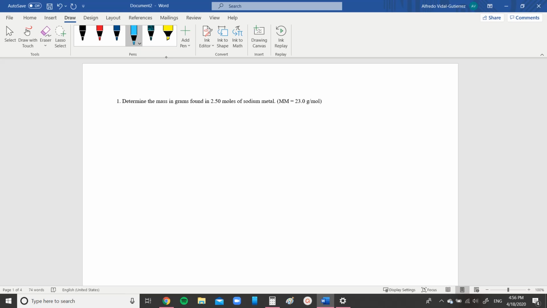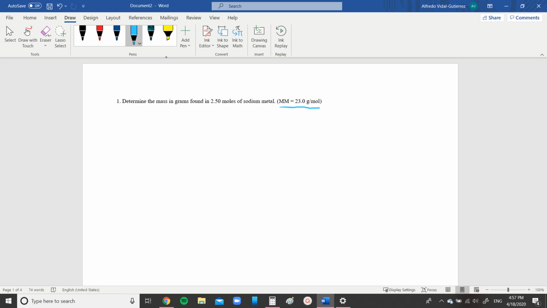So in the first question we have: determine the mass in grams found in 2.50 moles of sodium metal. And if you see right here, you're given the molar mass. If you don't already know how to find or calculate molar mass, make sure you look at the video that I already uploaded that shows that process. But we have our molar mass to be 23.0 grams per mole. And remember, this molar mass is unique to sodium only. So this is the molar mass that you use to convert from moles of sodium metal to grams of sodium metal, or vice versa.